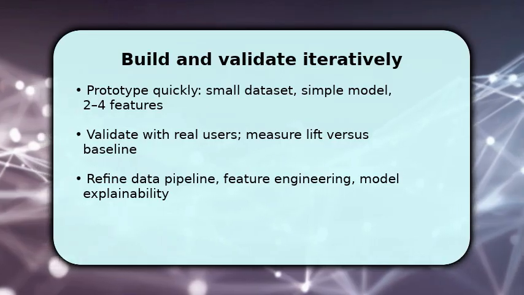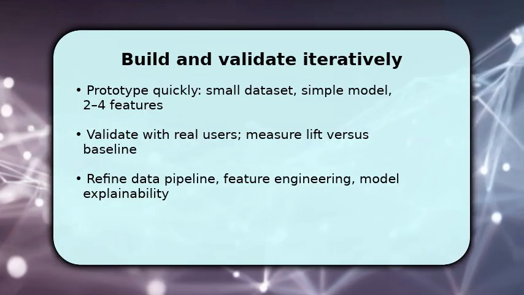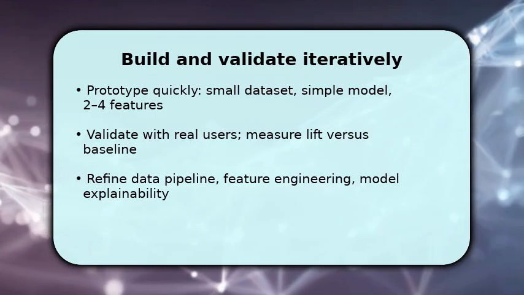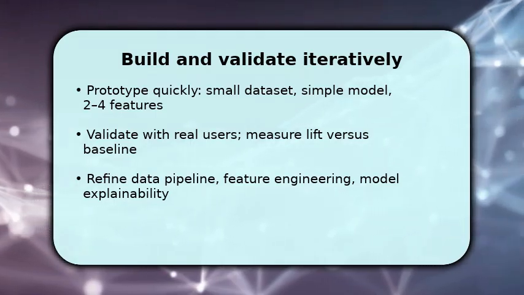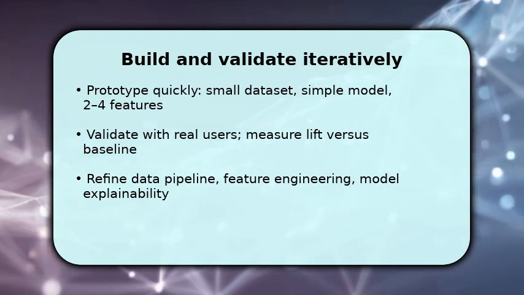Collect qualitative feedback too. Make sure to iterate on the data pipeline, add rigorous feature engineering, and bake in explainability so stakeholders trust outputs. If the prototype shows promise, scale the pipeline and automation incrementally to preserve speed and control.